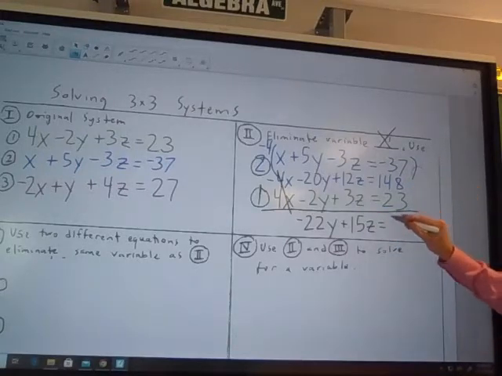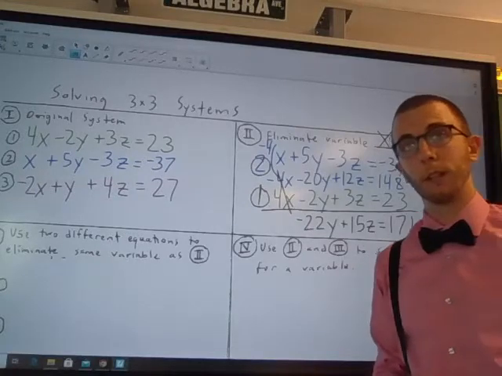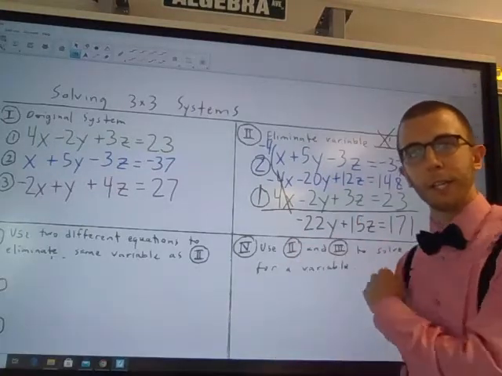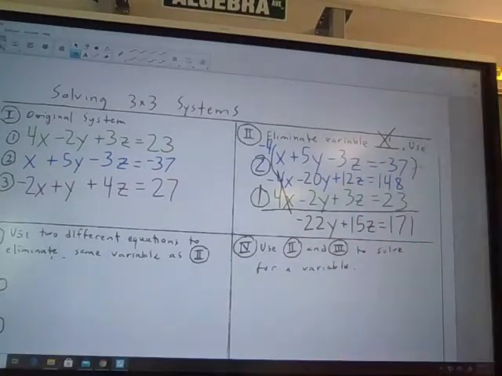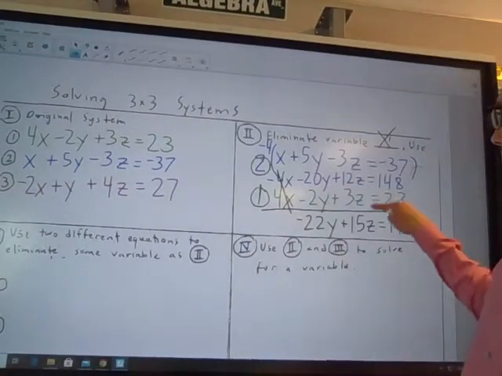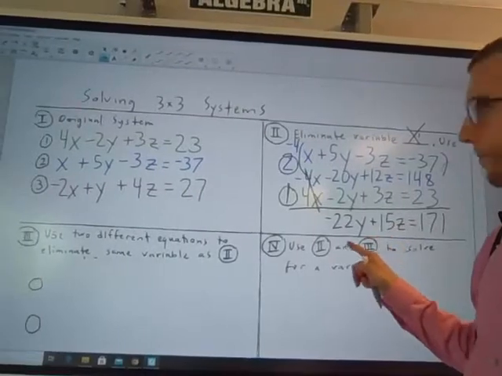148 plus 23 is 171. Whew. It's getting some big numbers here, bigger coefficients, a big constant on the end. That's okay, guys. Nothing we can't handle. Okay, so we eliminated x. We did what we needed to do there.